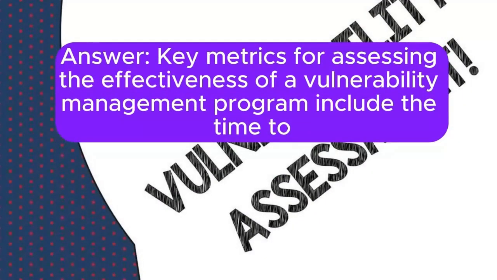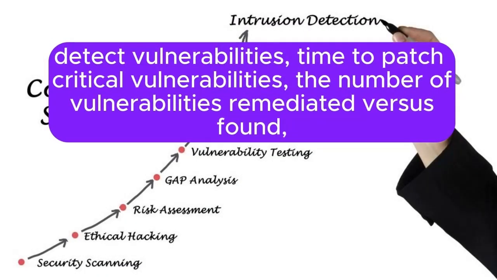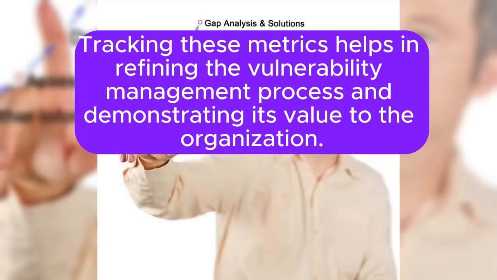20. What metrics do you track to assess the effectiveness of a vulnerability management program? Answer: Key metrics for assessing the effectiveness of a vulnerability management program include the time to detect vulnerabilities, time to patch critical vulnerabilities, the number of vulnerabilities remediated versus found, and the recurrence of previously addressed vulnerabilities. Tracking these metrics helps in refining the vulnerability management process and demonstrating its value to the organization.